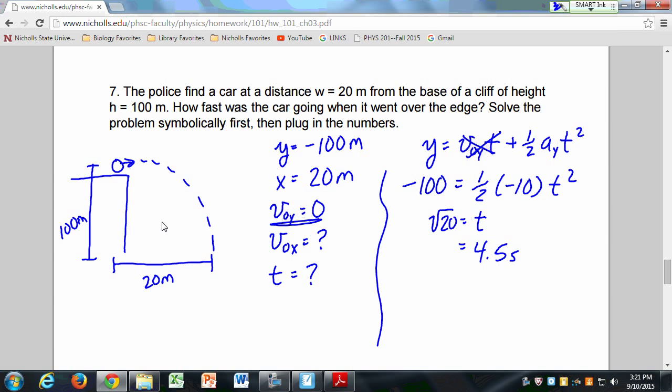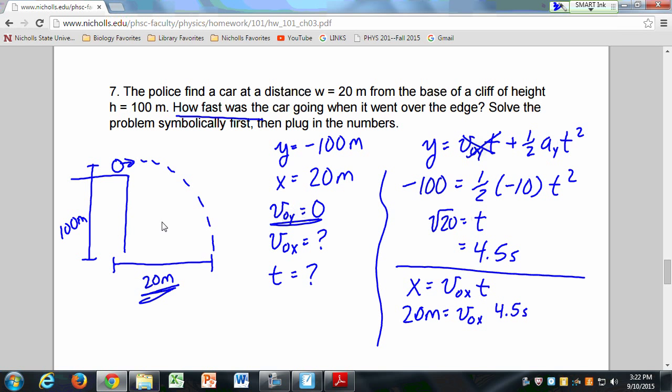All right. Now, I just want to know how fast it was going. I can do this in a couple of different ways. Probably the easiest way, since I know the range, is x equals v naught x times t. So x is 20 meters, v naught x I don't know, and I know that t is 4.5 seconds.